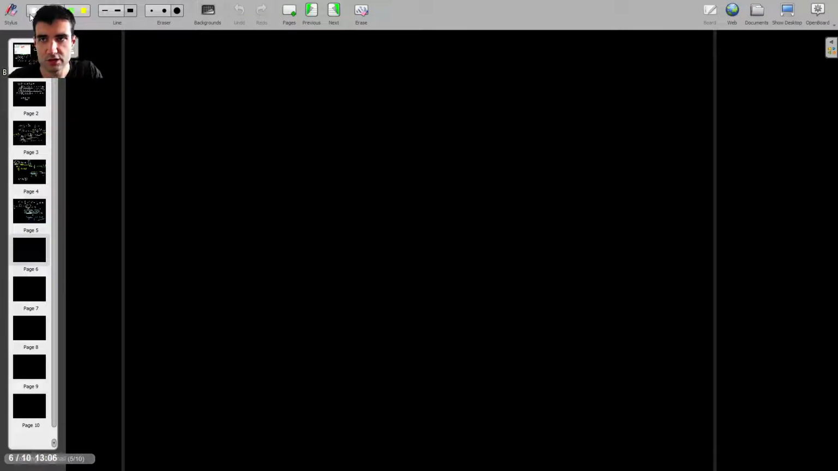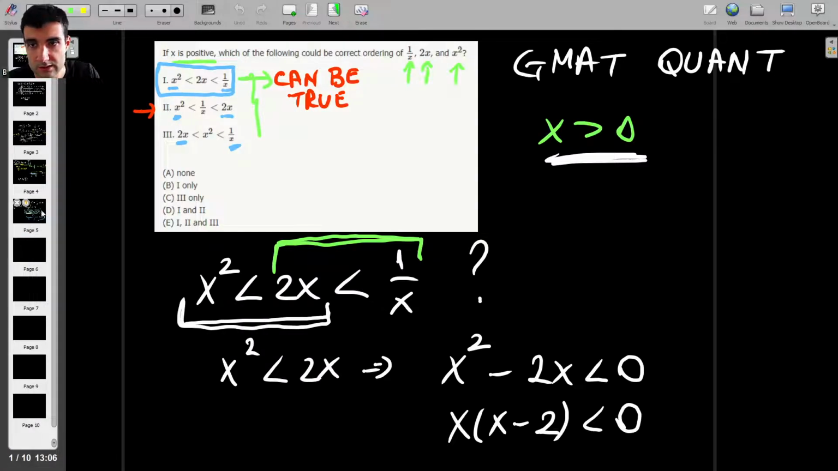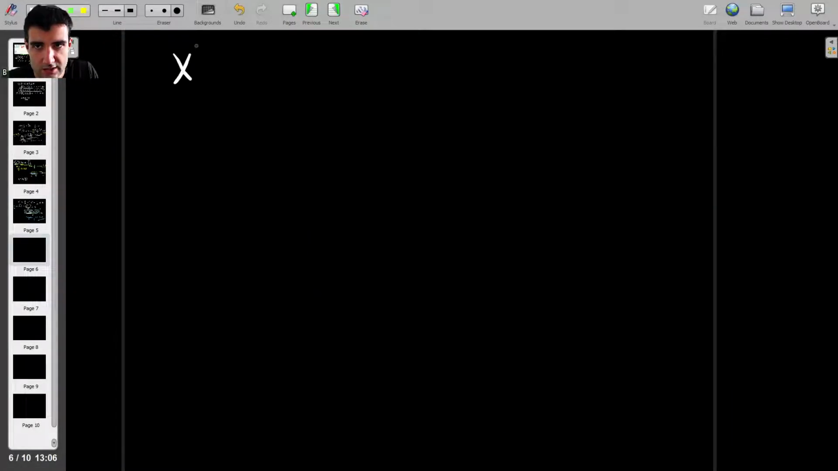And let's actually write everything together in a nice way. So x squared less than 2x is true if x is between 0 and 2.